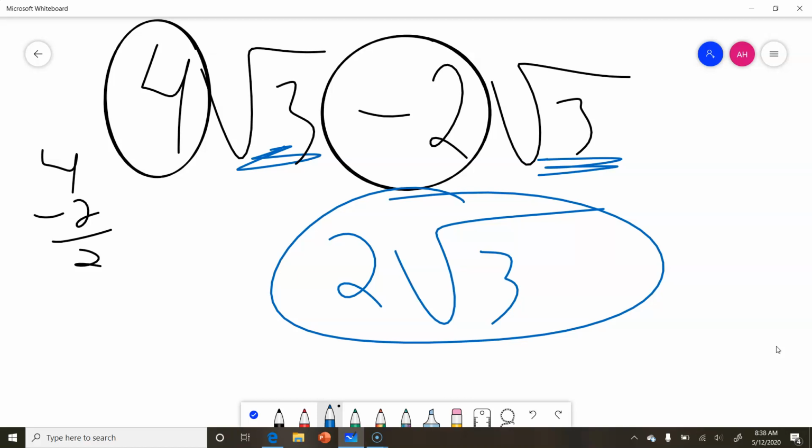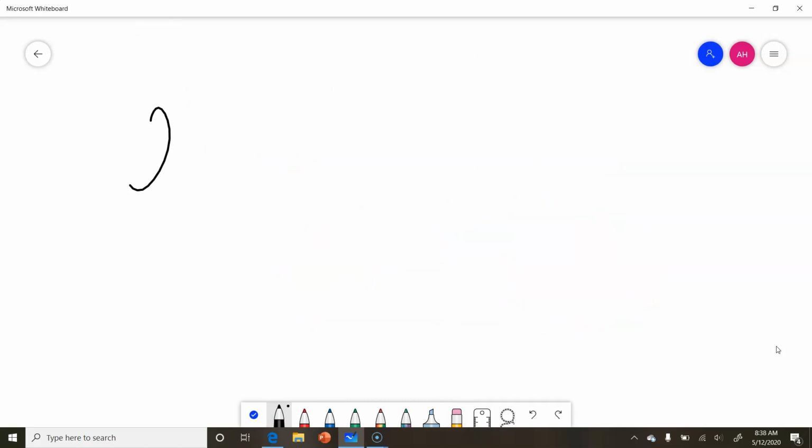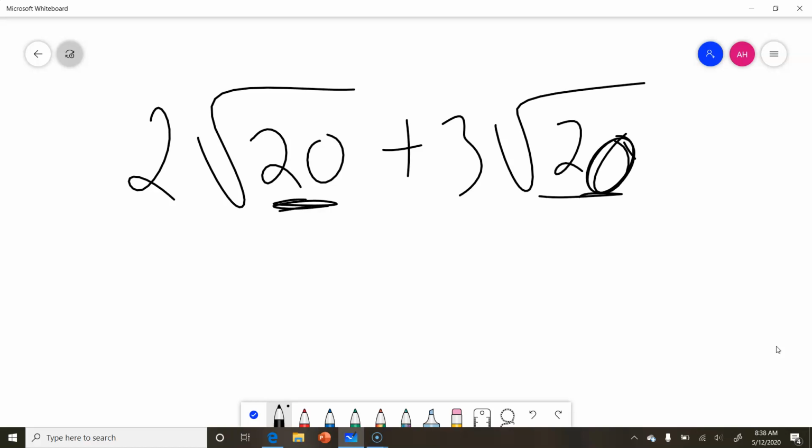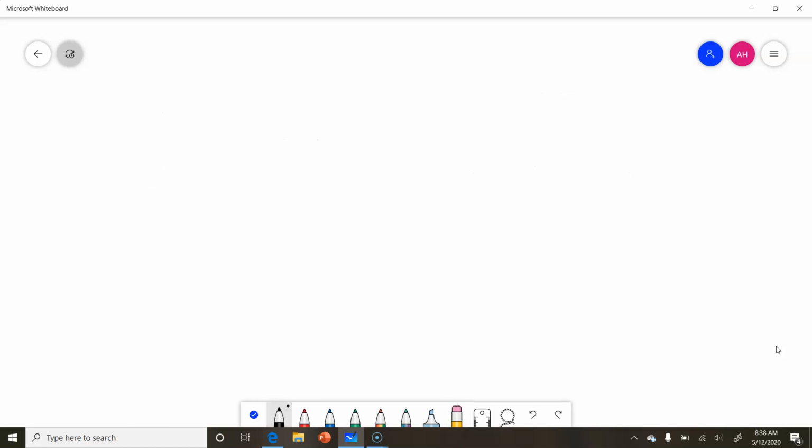And if it's a bigger number, like 2 times the square root of 20 plus 3 times the square root of 20, you can make sure that you factor these 20s as well. Okay, so just don't forget to do that. Sometimes they won't look the same, they won't look like they have anything in common, but they actually will have something in common. Okay, so hopefully that makes some good sense.